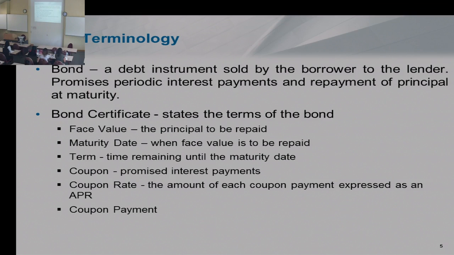They're not that common as perpetuities. So the maturity date is when the face value is repaid. The term is the time remaining until that maturity date. So if they're issued now and the maturity date is in 10 years, there's 10 years to go. But the same bond next year will have a term of 9 years.